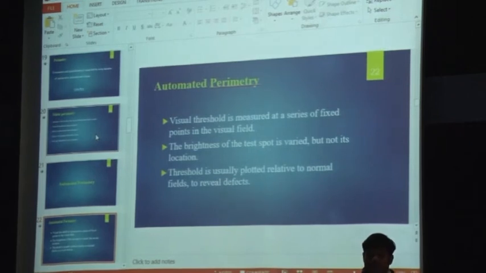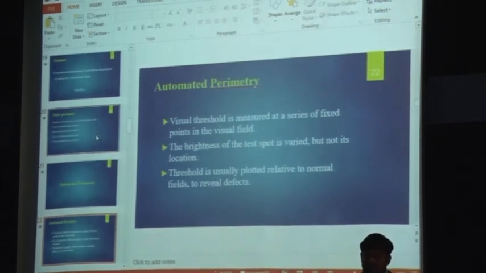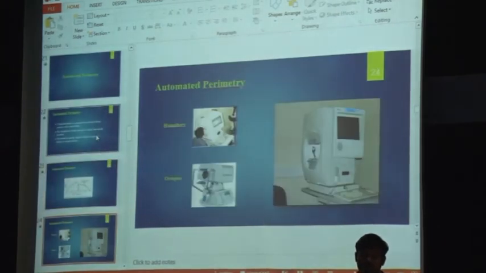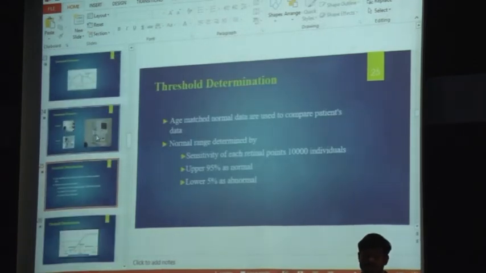In automated perimetry, the visual threshold is measured at a series of fixed points in the visual field. The brightness of the test spot is varied but not its location. Threshold is usually plotted relative to normal fields to reveal defects. Examples of automated perimetry are the Humphrey and the Octopus. Threshold is age matched, and normal data are used to compare the patient's data.